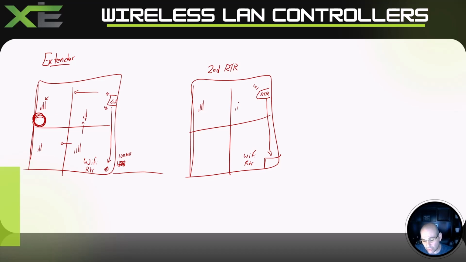So up here you would get all 4 bars. Down here you would get all 4 bars. And in this room maybe you'll get 3 bars, right? So all throughout your house now you have full wireless coverage. But this comes at a price.